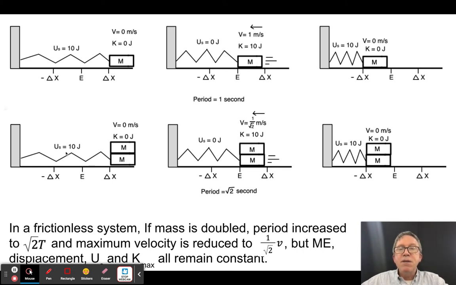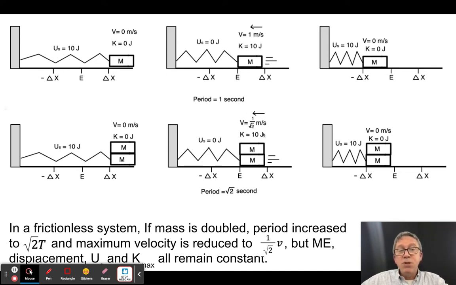So now we're going to do the same thing, but when this thing gets to its maximum displacement, I'm going to double its mass. I'm going to put a second mass on top of it. Now, that did not change the spring potential energy. So I still have 10 joules of energy in the system, but now I've got twice as much mass. So when I get back to equilibrium, I'm still going to have 0 joules of spring energy, which means I still have 10 joules worth of kinetic energy. But the velocity has to be smaller.